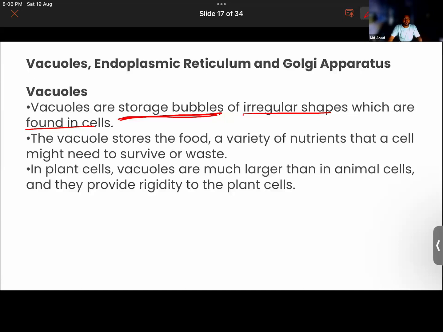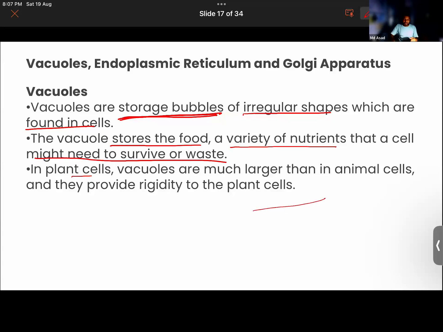So what various substances might be stored? I told you guys about this one. The vacuoles store food, a variety of nutrients that a cell might need to survive, or waste. So in plant cells, you will see the size of vacuoles is much larger than in animal cells. Hence, they provide rigidity to the plant cells.